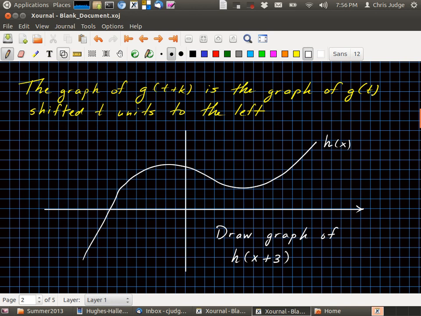Okay, well, what the rule says is that if I add 3, then I should be shifting to the left by, in particular, 3 units. So I want to shift everything to the left. So we can try to draw that, sketch that here. Okay, it's an imprecise sketch, but for most of these problems, you're only going to be asked to identify what happens.